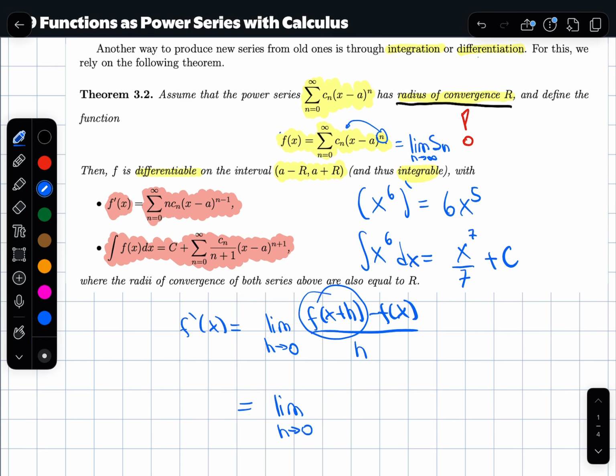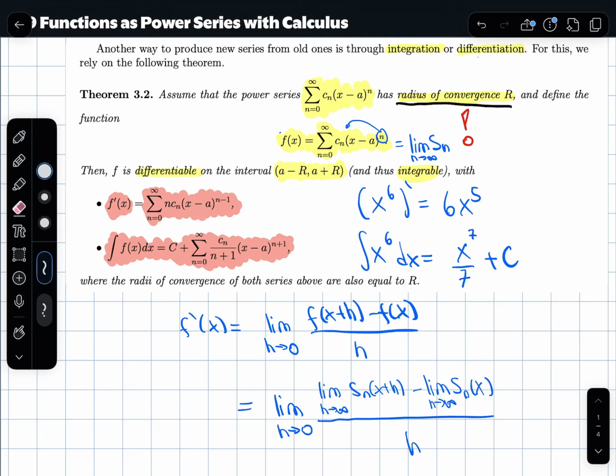And then this is a limit also. So this is the limit when n goes to infinity of the Sn, but not just any Sn. It's Sn when you plug in x plus h into x in the power series. So maybe Sn of x plus h minus limit of Sn of x when n goes to infinity. My h's and my n's are kind of looking similar right now, so gotta be careful here.